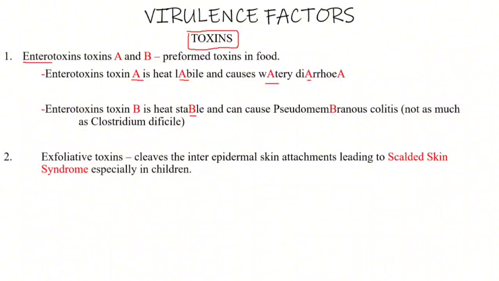Now what I mean is, if these are the cells of the skin, tightly closed like that, pardon my drawing, what these toxins do is they come in here and cleave the attachments of the cells to each other, and then cause them to be far apart from each other, causing the syndrome called scalded skin syndrome. And you actually see it as the skin kind of peeling off, and it usually happens especially in children.